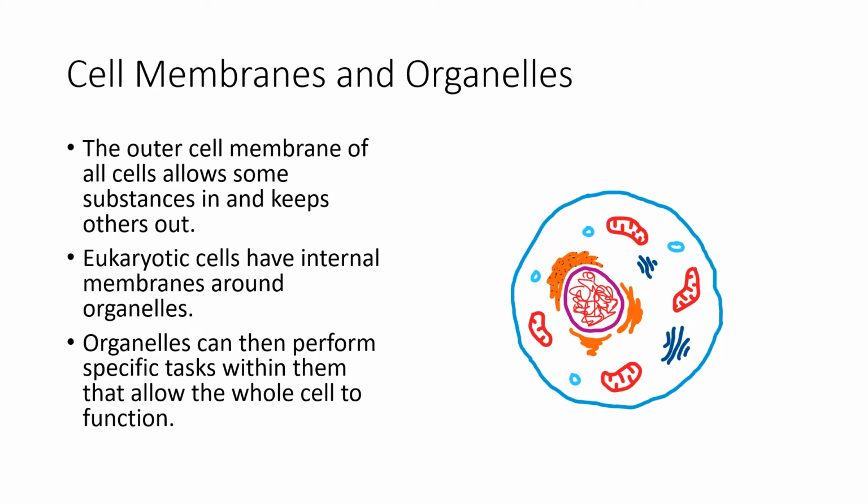So the big difference between eukaryotic cells and prokaryotic cells are that eukaryotic cells, being larger, have internal membranes, not just the membrane on the outside. Of course, all cells have a cell membrane.